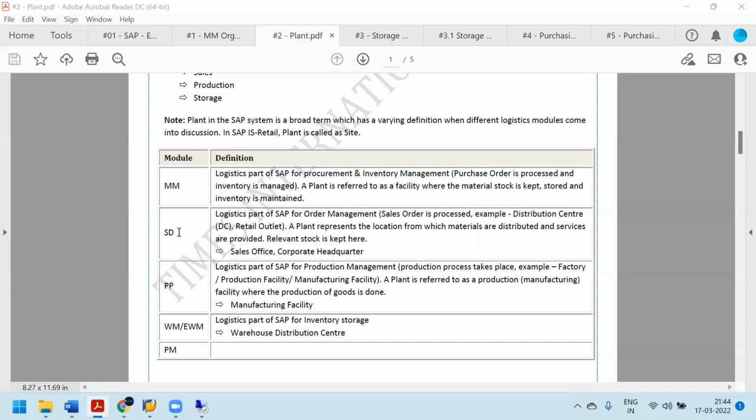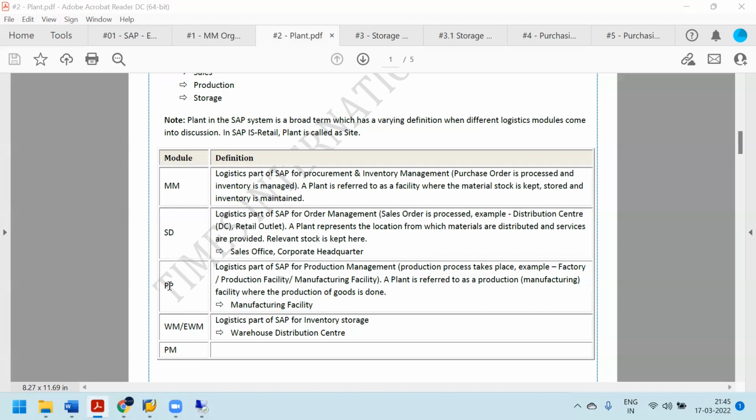From the SD point of view, plant is a logistics part of SAP for order management, meaning plant is an entity or a place from where the sales is carried out. For example, a sales order is processed, and a distribution center or retail outlet is an example of a plant. A plant represents the location from which materials are distributed and services are provided, for example, a sales office or corporate headquarters.